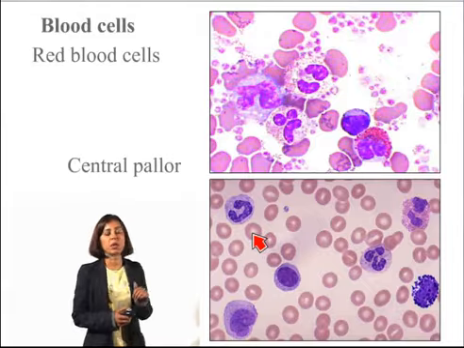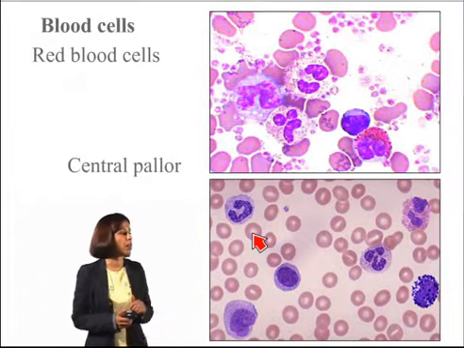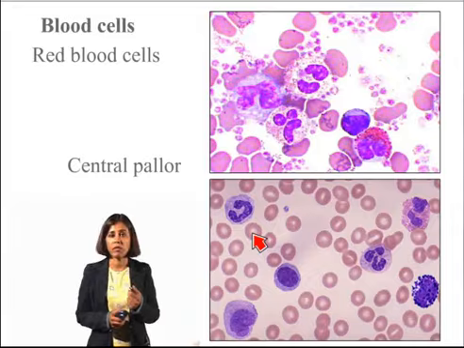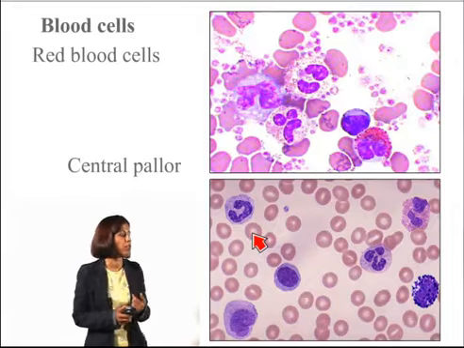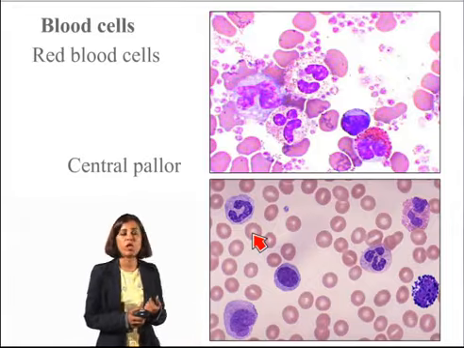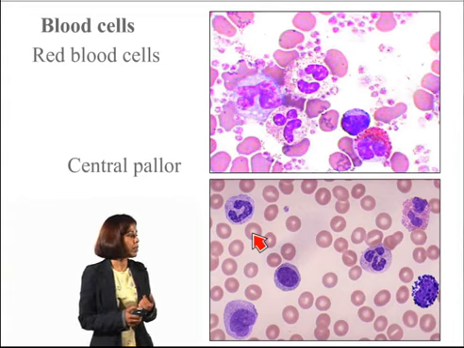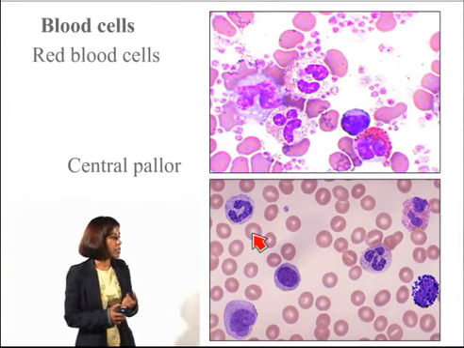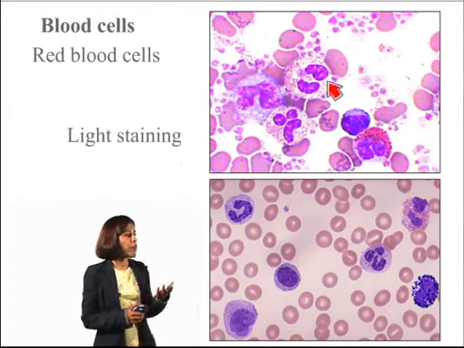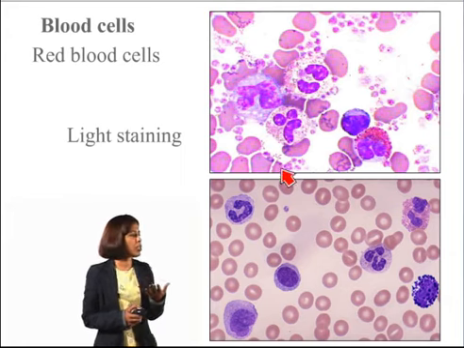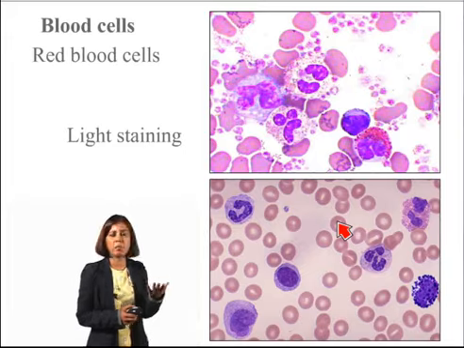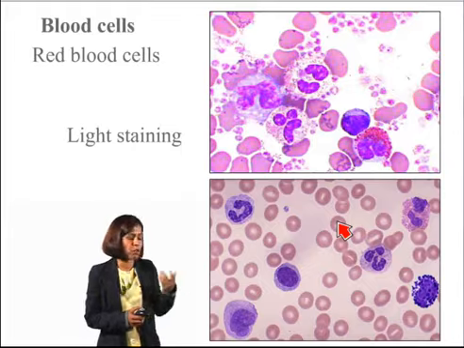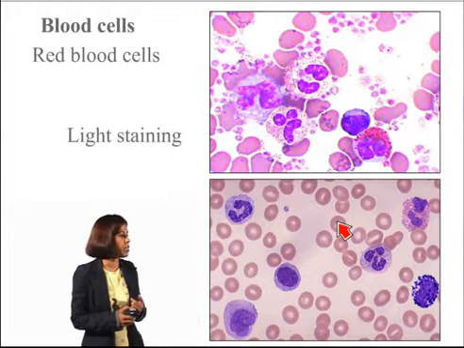And the reason is because red blood cells are biconcave discs, and so the central region is very thin, and that's why we have a region of central pallor. And these red blood cells are very light staining, so they usually take up a very light pink, salmon, or beige color. So that's how you identify red blood cells.